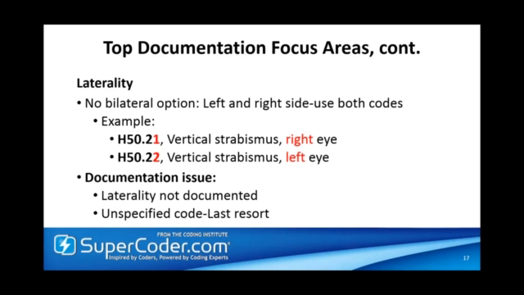Suppose the provider failed to document the laterality of a diagnosis in the patient's medical record. Then you will need to query your provider for the specific side before assigning an unspecified code, which you should always avoid. Only report the unspecified code as the last resort.